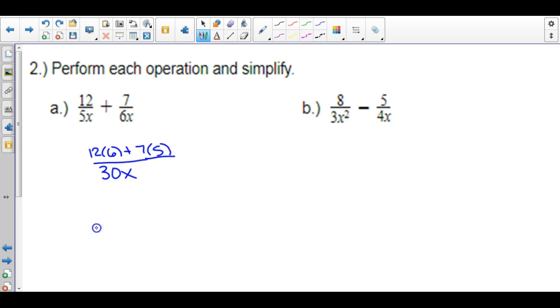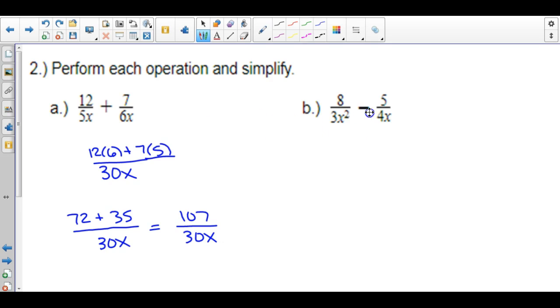Notice there's not an x included on either of those in the numerator, and that's because the denominator of your fraction already had the x. And we're going to see that that's going to be a little bit different in the next one. So 12 times 6 is 72, 7 times 5 is 35. I'm going to take that over 30x. And then when I add these two together, I'm going to end up with 107 over 30x. All right, that would be it.